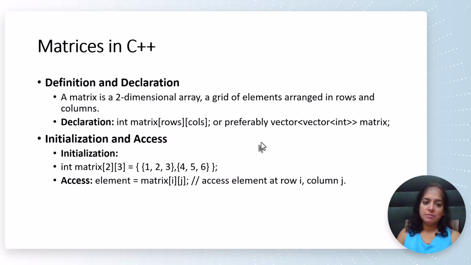Then matrices in C++. Matrices are two-dimensional arrays, where we have some rows and columns. We define a matrix by this syntax: int matrix[rows][columns], where rows and columns are the number of rows and number of columns in the matrix. Or, since arrays are fixed in size, we can use a vector of vectors to define a matrix. If we have to initialize a matrix, int matrix[2][3], that means there are 2 rows and 3 columns, 1 2 3 4 5 6.